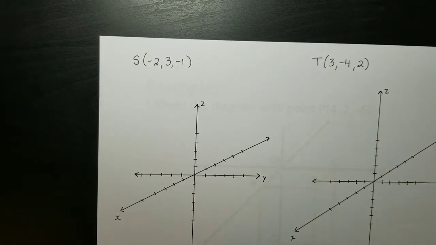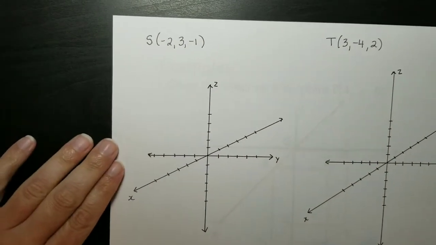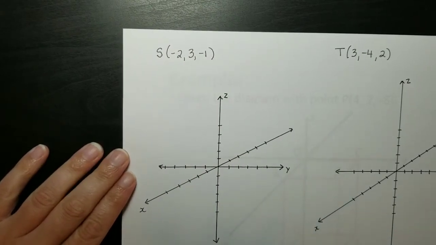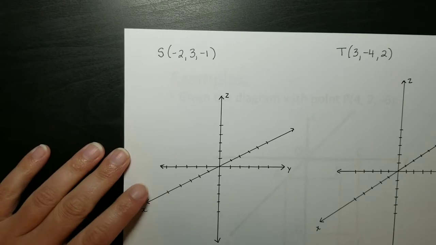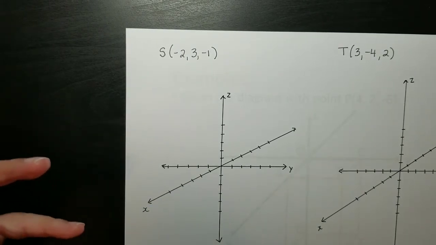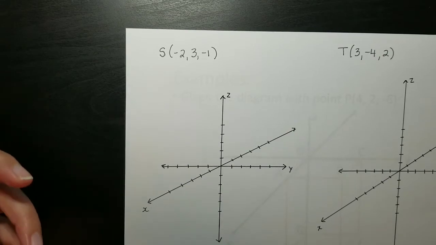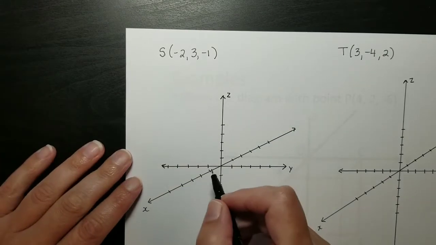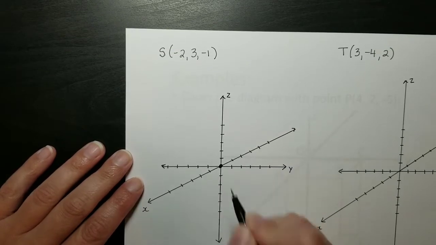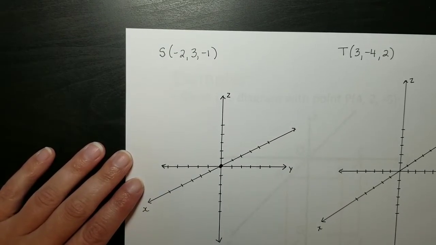So remember, we need to get 8 points as the vertices of that rectangular prism. If you look at any box-shaped object you have in your house, there are going to be 8 corners, and those are the points that we really want to plot. We're always going to have the origin as one of the vertices.